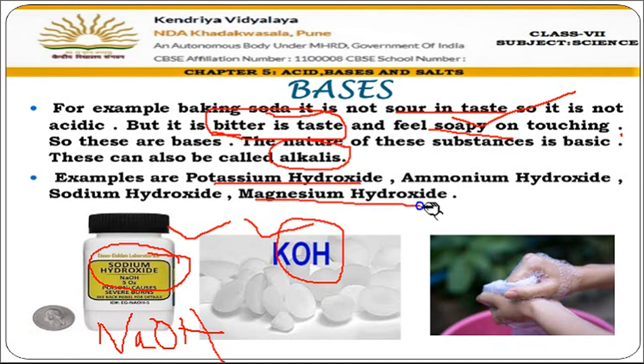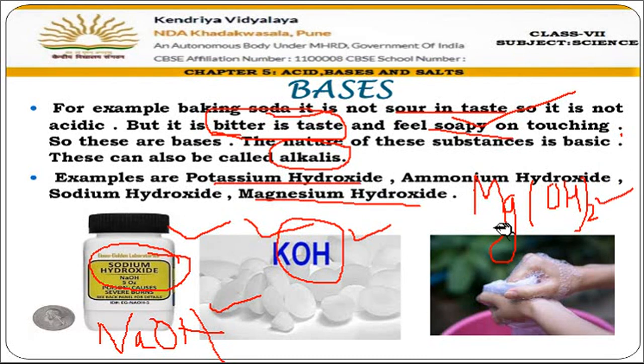And one more is magnesium hydroxide. Mg stands for magnesium, and in brackets you write OH, and here it is 2. This is the formula for magnesium hydroxide. So three bases you have to remember: NaOH, that is sodium hydroxide; KOH, that is potassium hydroxide; and magnesium hydroxide, Mg(OH)2. It is read as Mg(OH) whole twice. So these are three examples of bases. Acids are substances which are sour in taste, and bases are substances which are bitter in taste and which feel soapy.